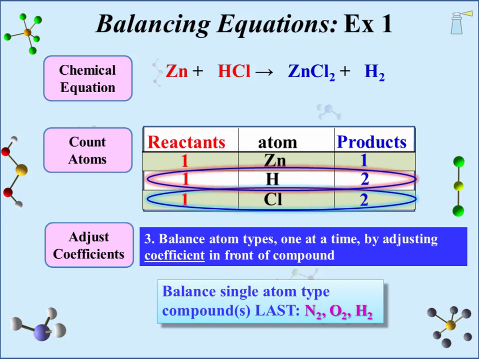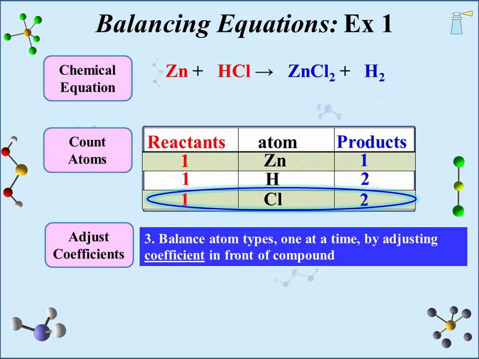Is either the hydrogen or the chlorine found in a single atom type compound? Yes, H2 contains only hydrogens, so balance the hydrogens last. That leaves the chlorine as the first atom type. The next question to ask is whether to adjust the coefficient in front of the compound with the chlorine in the reactants or in the products. The tally shows the product side has more chlorines than the reactant side. If we want to balance chlorines, then we need to increase the chlorine on the reactant side.